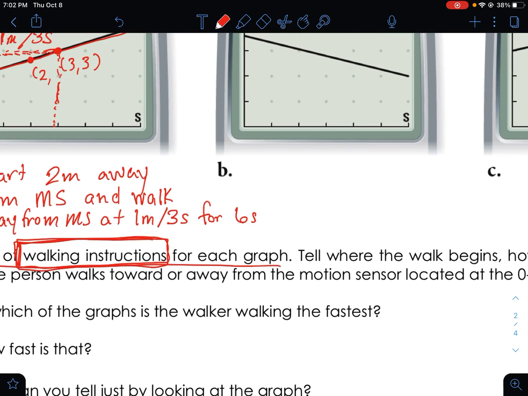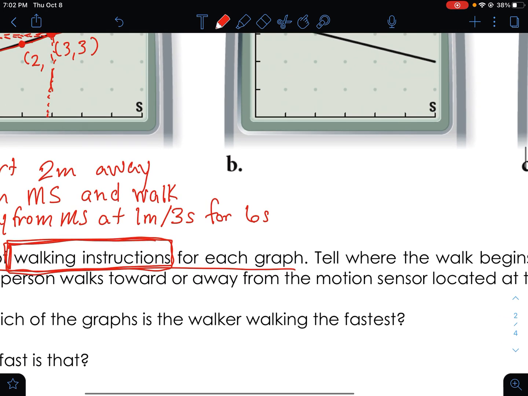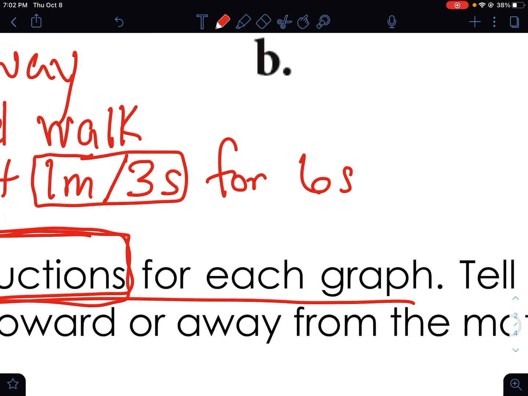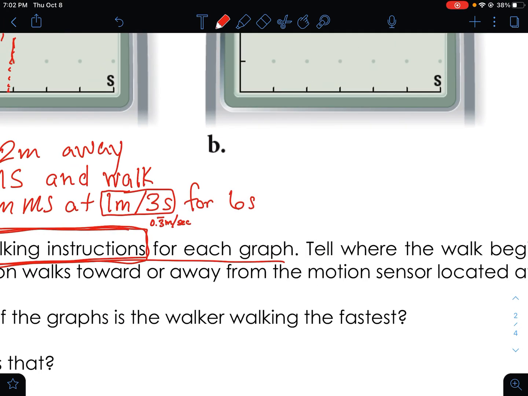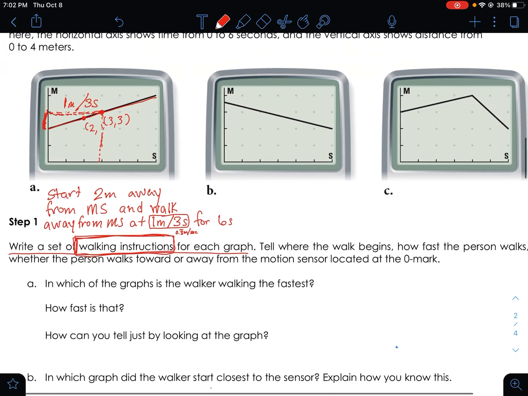Now, if we wanted to, we could rewrite this speed as a unit rate. That unit rate would be 1 divided by 3, or 0.3 meters per second. Writing it as a unit rate is something that can be beneficial later on, especially in your homework when you're trying to compare which speeds are fastest. So let's take a look at letter B.